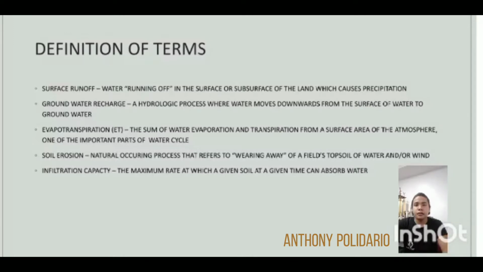Infiltration capacity. Infiltration capacity is the maximum rate at which soil and rocks can absorb water. The infiltration capacity tends to decrease as the soil moisture content of the surface layers increases. It also depends upon such factors as grain size and vegetation cover.